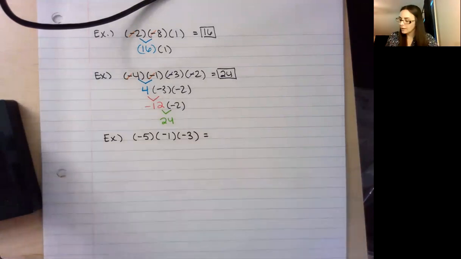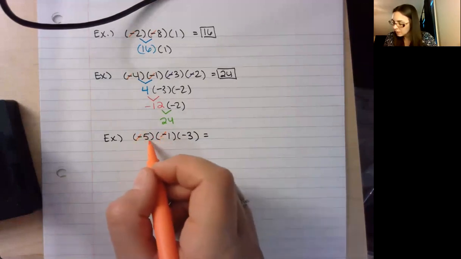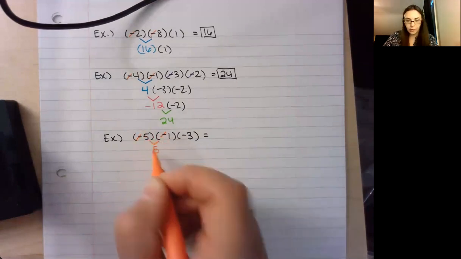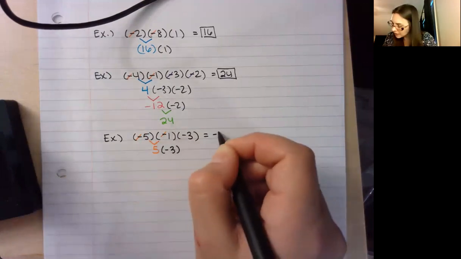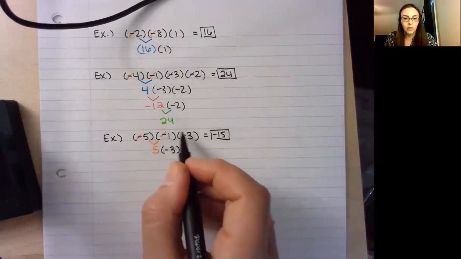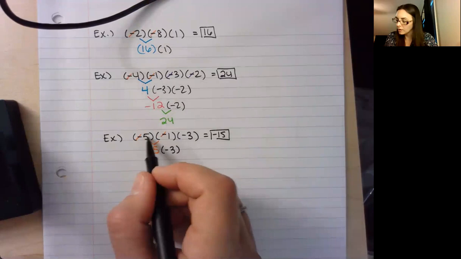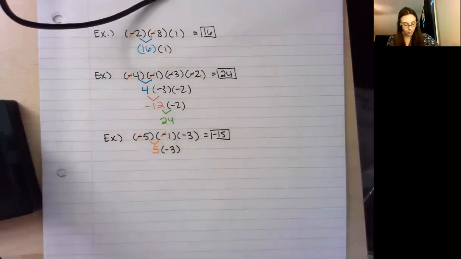Same thing here. I can see, okay, these two have negatives in common. I can cancel those out. 5 times 1 is just 5. And now I just have 5 times -3, which is -15. So I can see right away that I'm still going to have one negative left over. And then 5 times 1 times 3 is 15. So that's a way to get through some of the multiplication a little bit quicker as well.